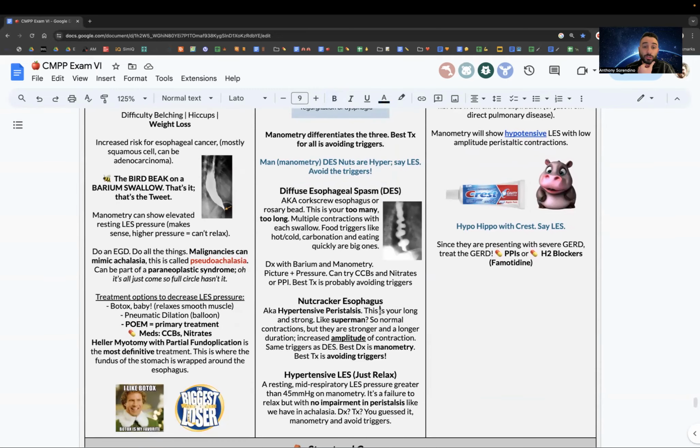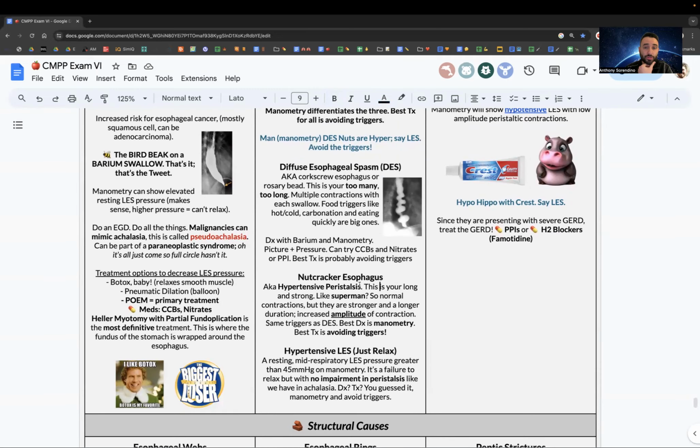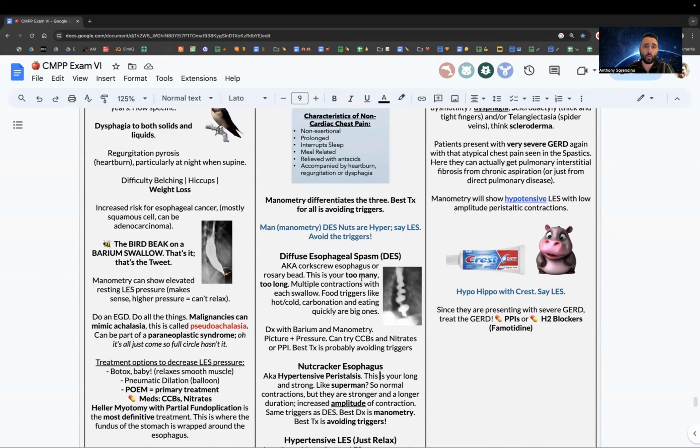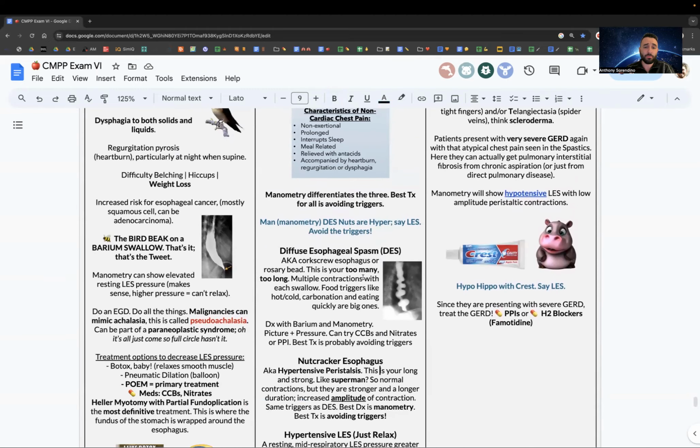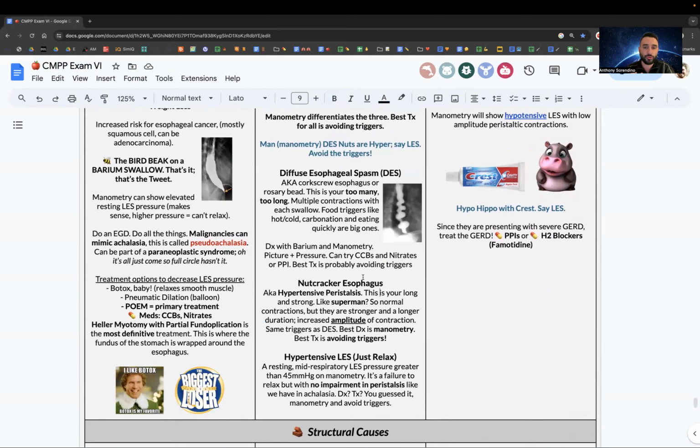All right, so the first one is diffuse esophageal spasm. This is your too many, too long. It's also called the corkscrew esophagus or rosary bead. You're going to be having multiple contractions with each swallow. And the whole thing here with these spastic motor disorders are going to be food triggers. And like the best treatment is just stop eating the food triggers. So extreme hot or cold, carbonation, and eating quickly are going to set off this spasm, okay?